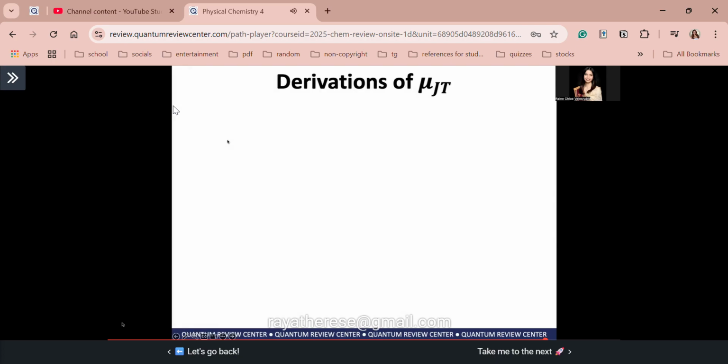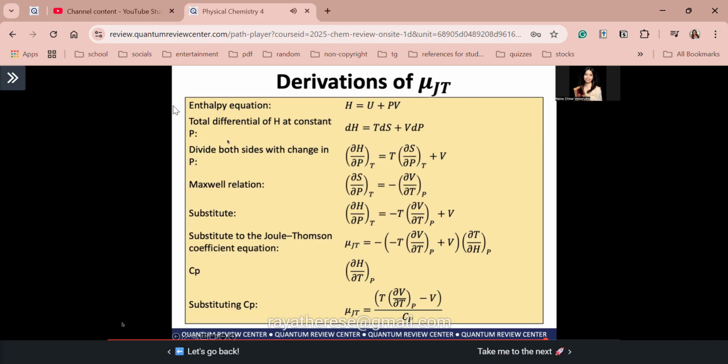Again, we just use a chain rule identity. Now here, it is step-by-step. For the derivation of our Joule-Thomson coefficient, first we start with our enthalpy equation. This is H equal to U plus PV. Now, if we get the total differential of H, we get this equation: dH is equal to TdS plus V dP.